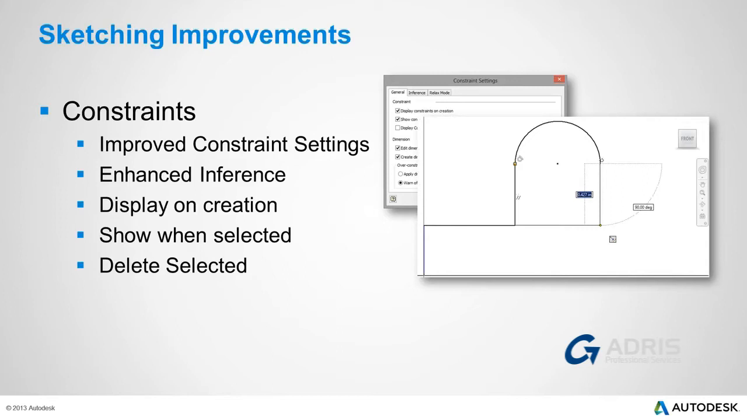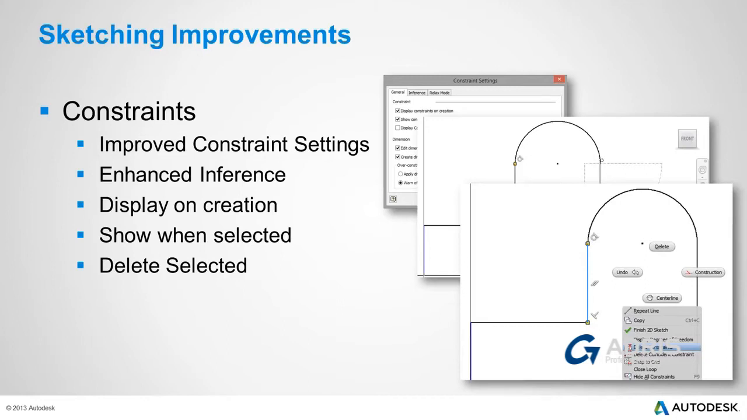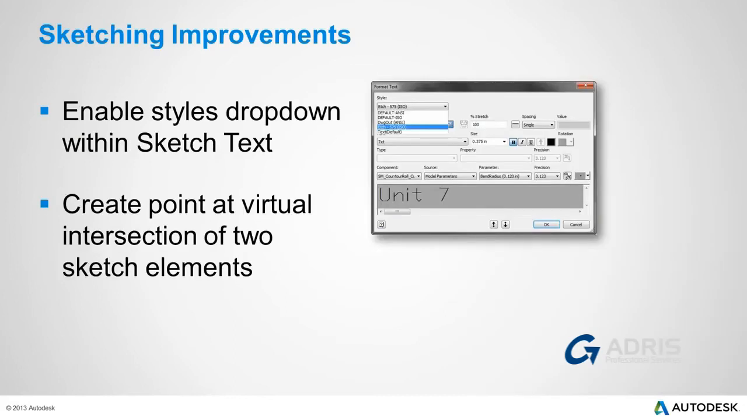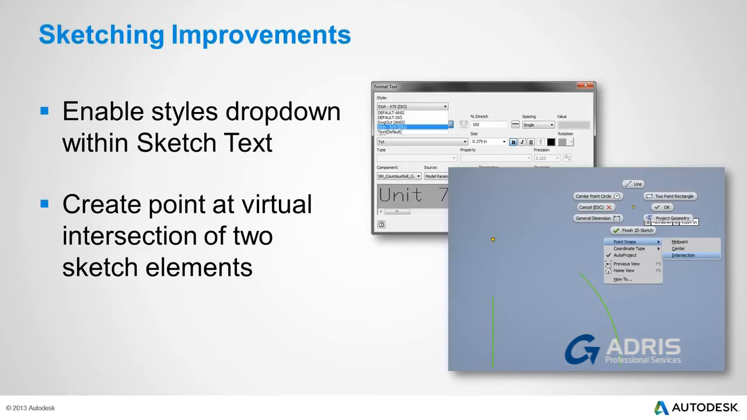Now, here's an example of the display on creation. Obviously the distance and angle have always been displayed, but now you'll see the addition of the coincident and tangent constraints being displayed as we are dragging our sketch geometry. Once these constraints are selected, we now also have greater control over how we manipulate them. For example, directly from the right-click menu now, we can delete constraints as well as isolating coincident constraints and deleting those. Access to styles is now implemented within the sketch text functionality, and the inferencing environment itself has become significantly more user-friendly with the addition of the ability to snap to virtual intersections.